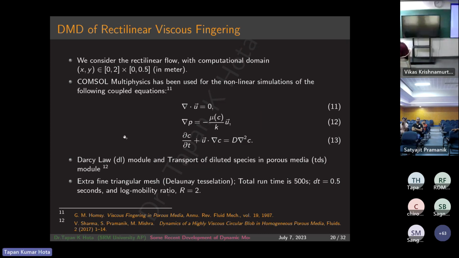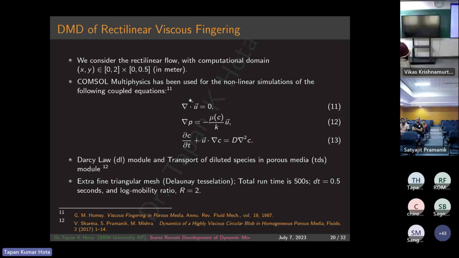So let us understand how people did. In particular, Satyajit knows more than me about how to do the nonlinear simulation. So whatever the experiment, the numerical simulation data, I'm going to use and apply the DMD. This is the way I'm going to do it using COMSOL. We have taken the rectilinear computational domain of x direction 2 meters, y direction 0.5 meter in COMSOL.